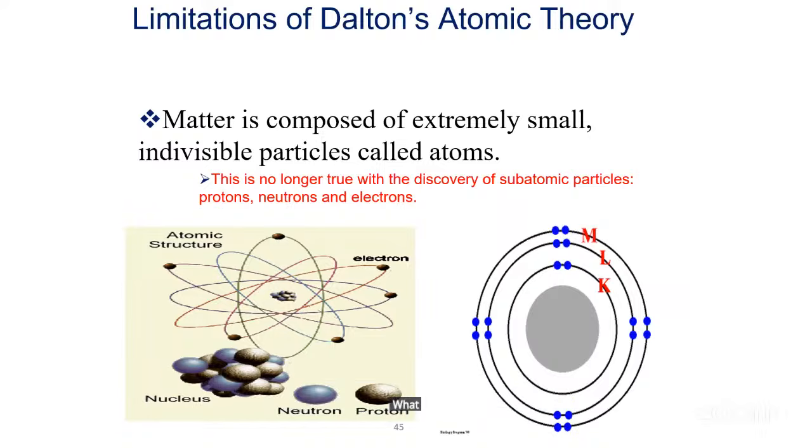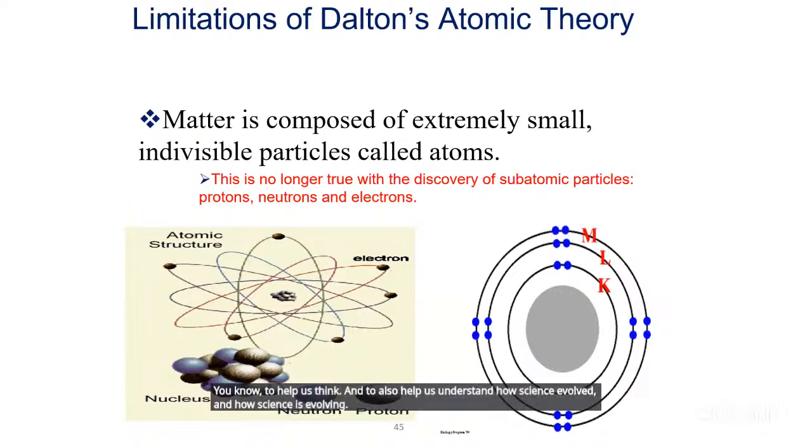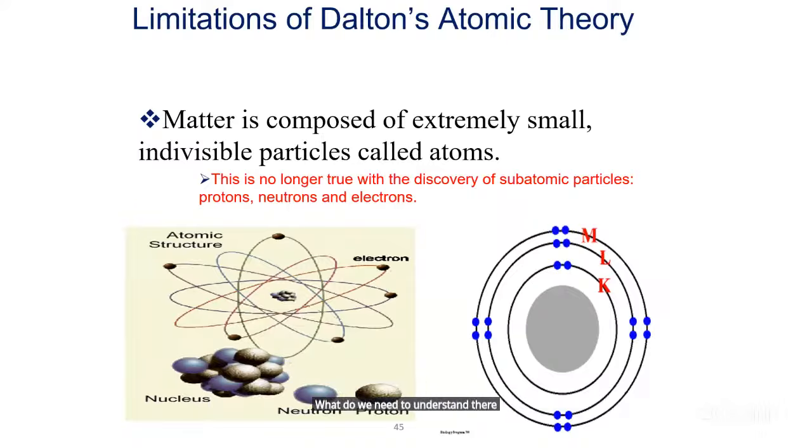What are the limitations of Dalton's atomic theory? Remember when I started, I told us that the reason for this is for us to learn new things, to help us think, and to also help us understand how science evolved and how science is evolving. What do we need to understand there? One, that you can learn new things, that you can modify existing things, and that you can form new ones. Now, Dalton found out something, but there are limitations to that, and these limitations are backed up by experimental evidence.